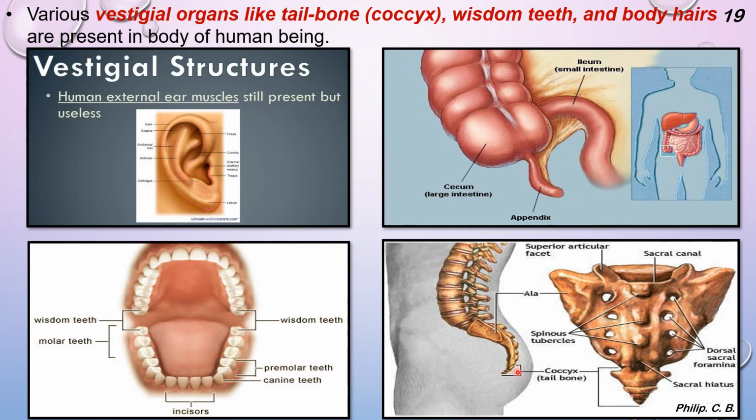Then the tailbone: if you touch the back lower end, you can feel a small bone extension, which is the tailbone, which is called the coccyx or coccygeal bone. Okay.